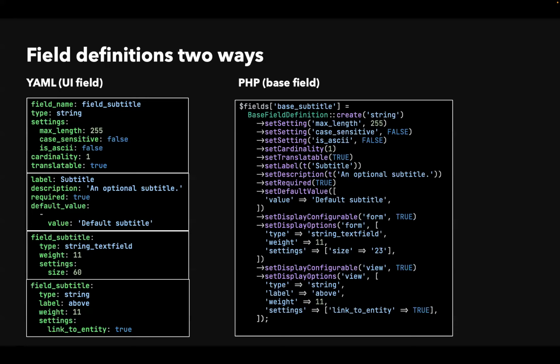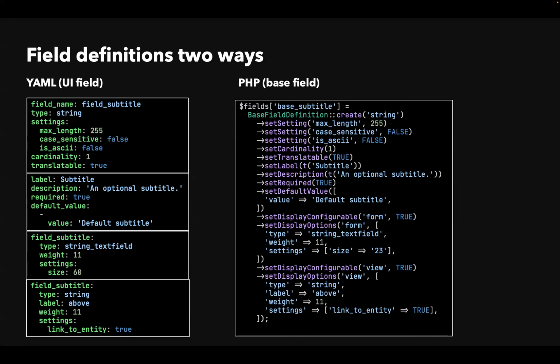So taking a look at the two different ways to define fields. On the left, we have the UI field method, and what we're looking at is YAML. This is four separate YAML files in configuration. On the right, we have a base field defined in PHP. So on the left, the top YAML file is the storage definition.